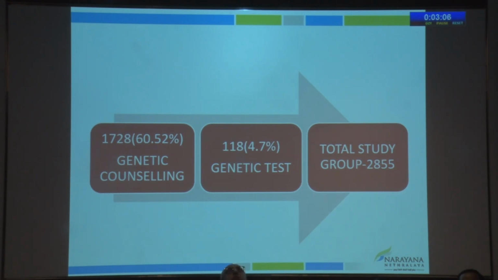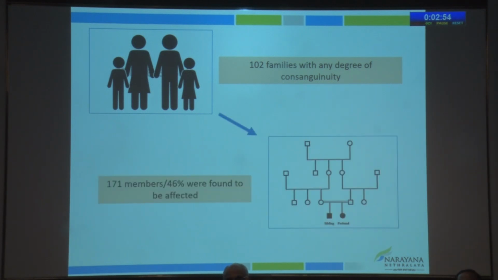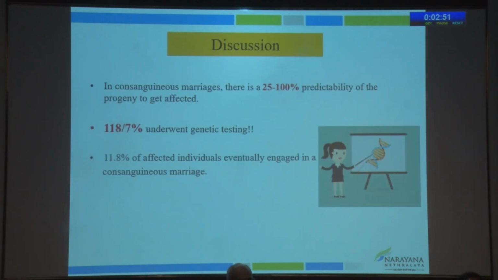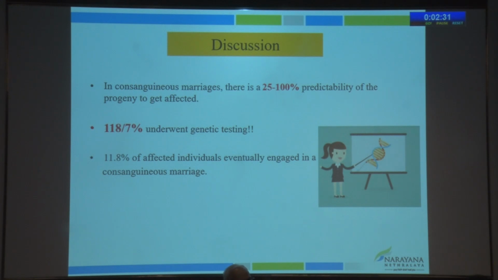In our study, about 60% underwent genetic counseling, of which only 4.7% underwent genetic testing. We had 102 families with any degree of consanguinity, and 46% of them were found to be affected with the disease. Coming to the discussion, in consanguineous marriages, there's a 25 to 100% predictability of the progeny getting affected. In our study, only 7% underwent genetic testing, and 11.8% of the affected individuals eventually engaged in a consanguineous marriage. All this highlights the lack of motivation and awareness among people about family screening, consanguinity, and genetic tests.